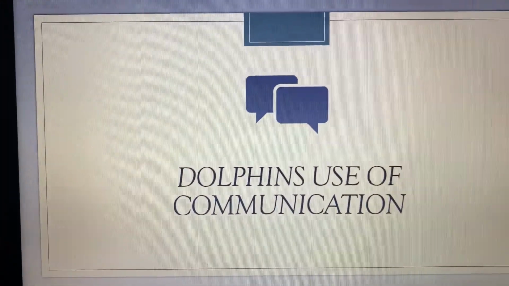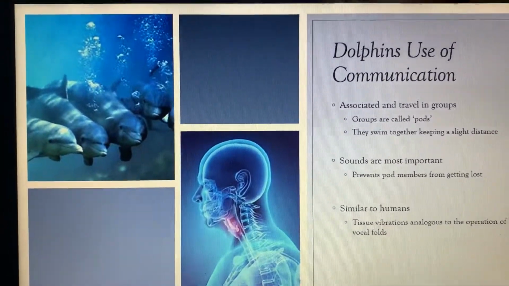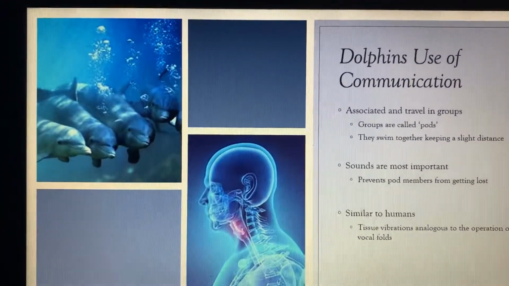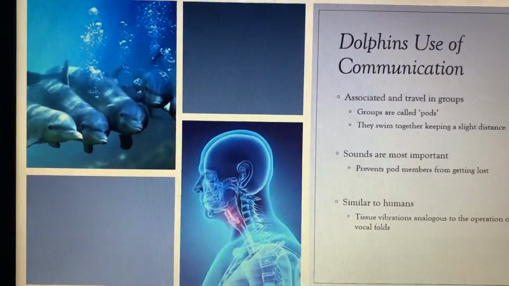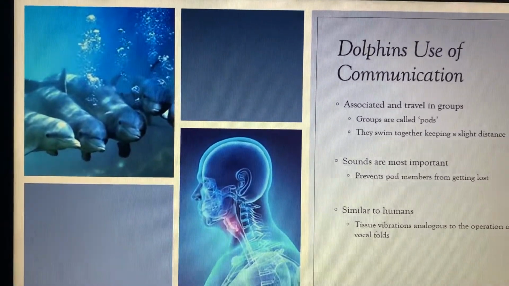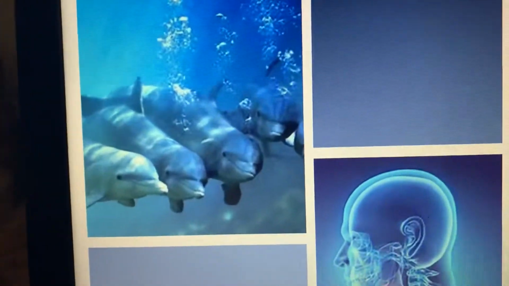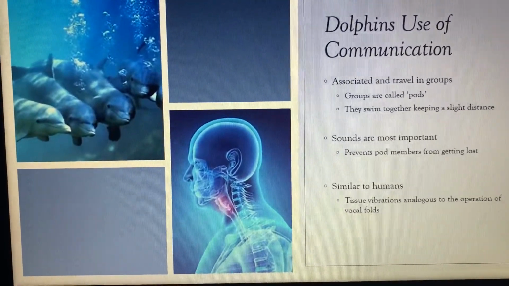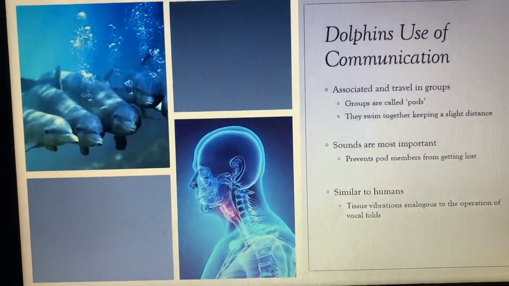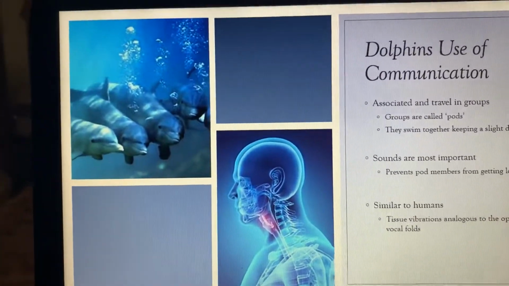Dolphins' use of communication. So this is associated and traveled in groups. Dolphins like to be together, and we call these associations pods. They swim together at a slight distance. Here we see them very close, but typically when dolphins are swimming together, they do like to keep themselves a little separate. Sound is very important because it prevents pod members from getting lost.